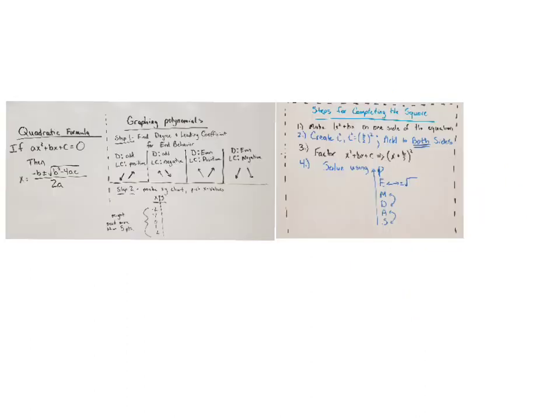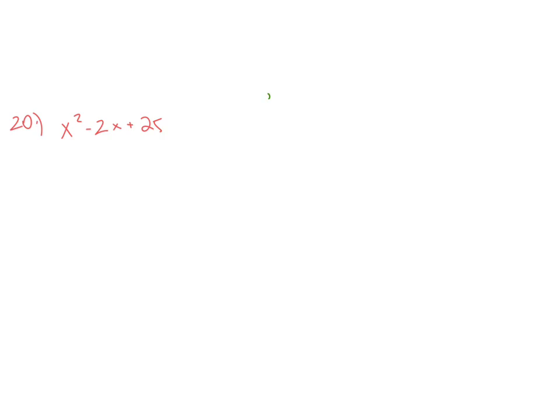Alright, so the complete the square you can do for numbers 20, 21, and 22. You can also do quadratic formula for those ones, and you have to do quadratic formula for 23. 24 and 25, you're going to use graphing polynomials. So that's it. So for number 20, you could say a is 1, b is negative 2, c is 25, and you could plug it into the quadratic formula.